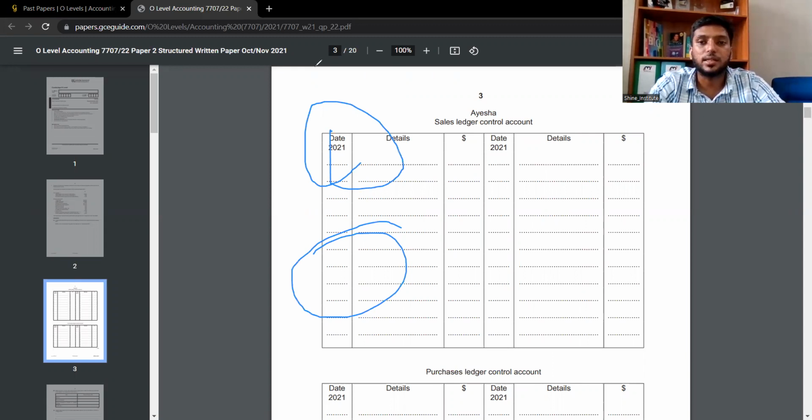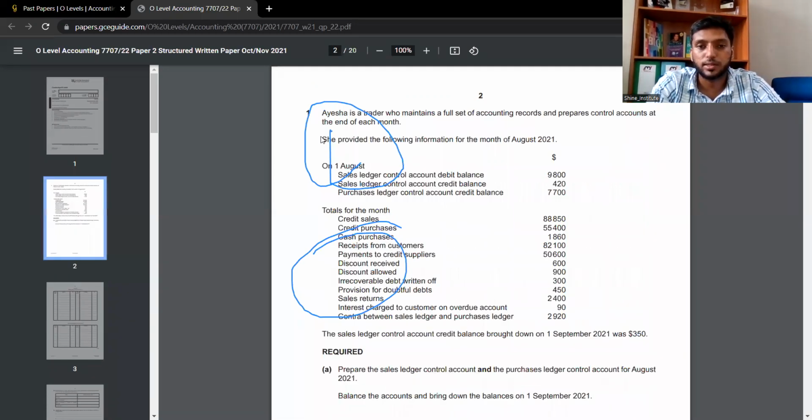So I'll do it with the dates, so it will be easy for you all to have an understanding and an analysis on what we need to do. So let's move on to the sum and start doing the sum together. Let me start with the first one.